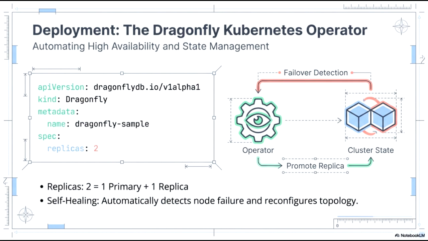The Dragonfly Kubernetes operator is designed to automate high availability and state management within your cluster. As shown in the manifest, by defining a replica count of 2, the operator automatically provisions 1 primary node and 1 replica node. The architectural diagram illustrates the operator's active role in monitoring the cluster state. Through continuous failover detection, the operator can identify node failures in real time. Once a failure is detected, the system initiates self-healing by automatically promoting a replica to primary status and reconfiguring the topology. This ensures the environment remains resilient and maintains the desired state without requiring manual intervention.